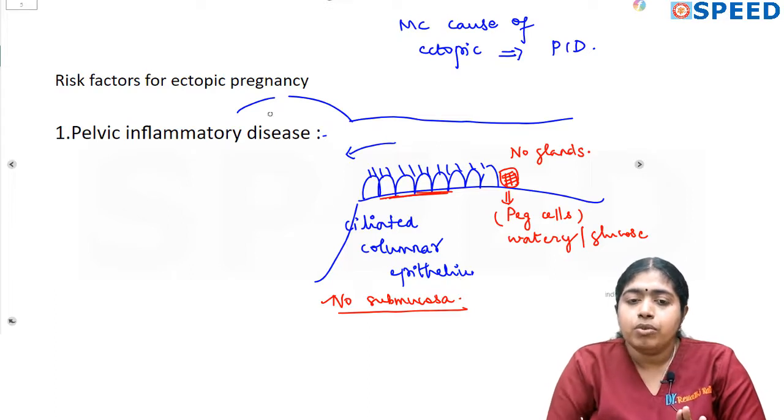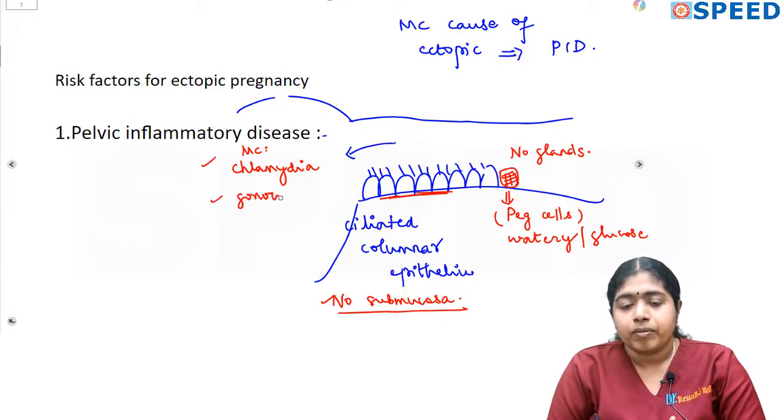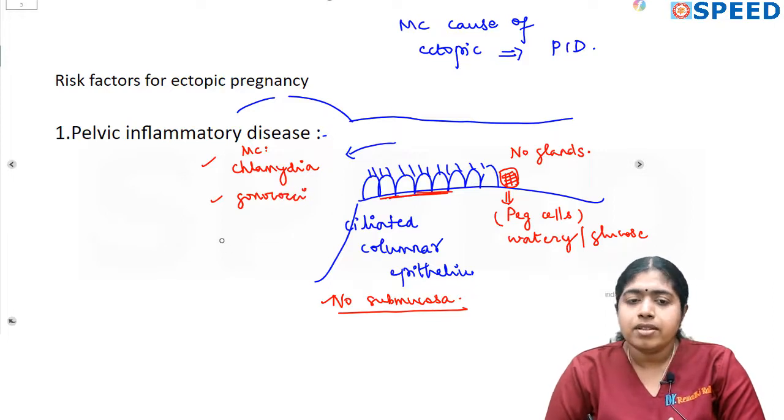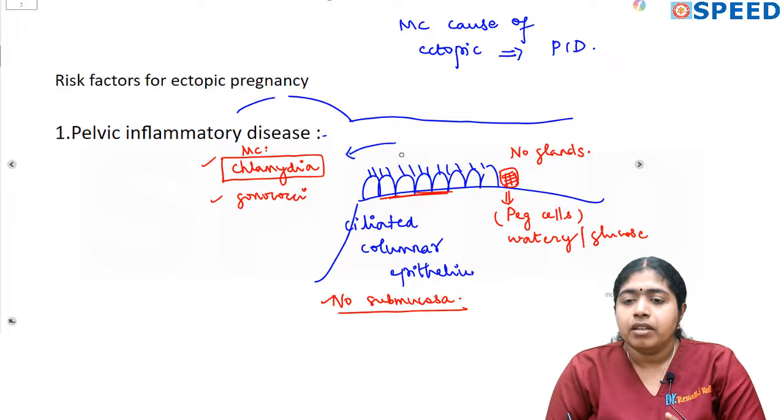What is the most common organism causing pelvic inflammatory disease? We have two organisms, one is chlamydia and the other gonococci. As such, the most common organism causing pelvic inflammatory disease is chlamydia, followed by gonococci. And there are other causes as well. It can even be TB, tuberculosis, salpingitis. Okay, but most common is chlamydia. So what does chlamydia do now? It comes here. Infection here mainly damages the cilia.